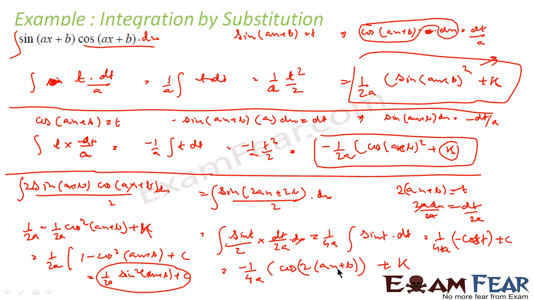Similarly, in this case, cos 2ax plus b, I can write as 2 cos square, minus 1. Cos 2 theta is nothing but 2 cos square theta minus 1, because it is cos square theta minus sin square theta, and the whole thing is divided by minus 4a. So this 2 and 4 cancel, and the whole thing becomes minus cos square ax plus b by 2a plus constant, because minus 1 by 2 is also a constant.